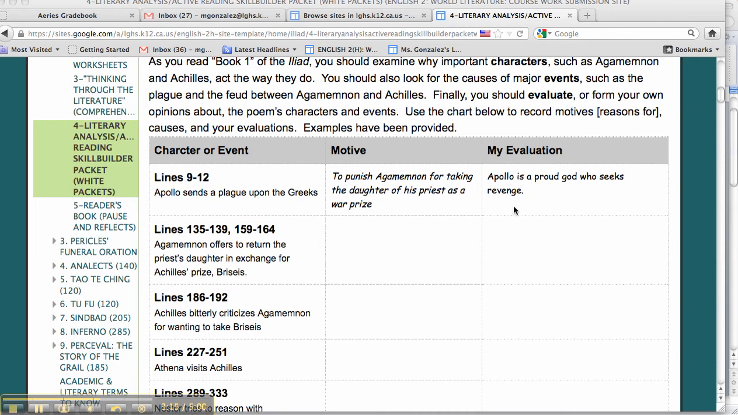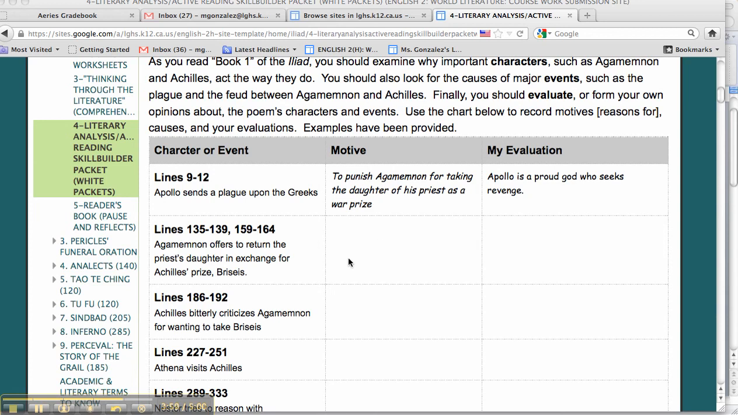So what this pretend student has done is draw their own conclusions about what this is trying to say. They have to read between the lines and come to their own opinion, their own conclusion. This person says that based on what it says in the story about this event, or this character, I should say, and what he believes the motive is, he infers, or he evaluates, that Apollo is a proud god who seeks revenge. So he's calling him proud and vengeful. And I think there's enough evidence in the text from what this pretend student said, that's why he's punishing Agamemnon, that he is vengeful.